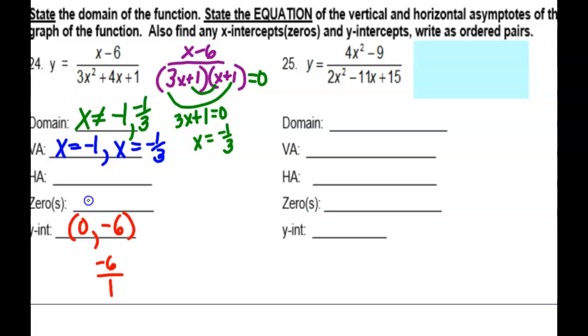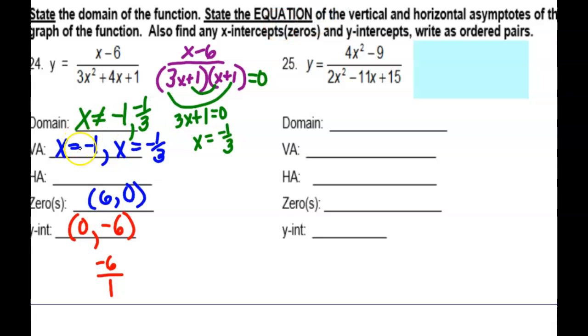All right, top heavy, bottom, oh, let's do zeros first. I think that they're first on the sheet. Zeros are what make the top 0, so we'd get what? If I put in a 6, I would get out a 0. The top would be 0.